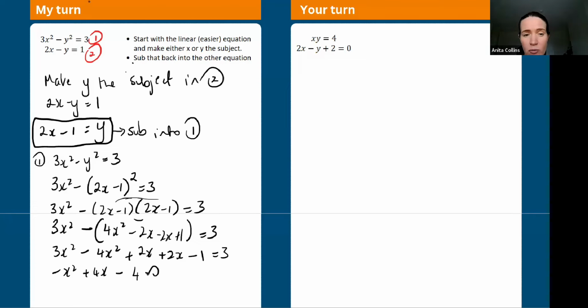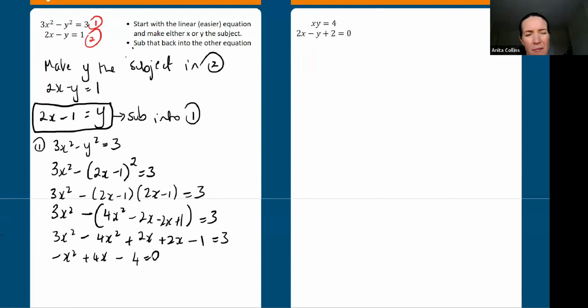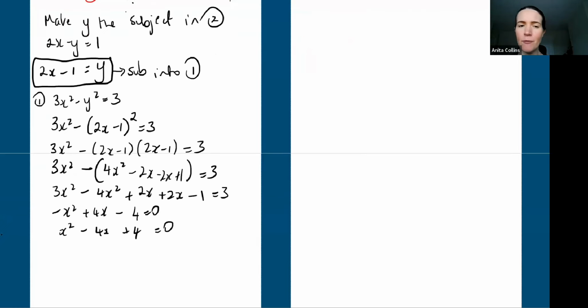It's a quadratic, a trinomial, a 3-term quadratic, and we know how to deal with that. So I'm not very happy with the leading term, the x squared term being negative. So I'm going to multiply everything across by minus 1 to change all of the signs. And then my leading term will be positive. Now I'm ready to do the trinomial. I'm just going to crack on with that. If you can't remember how to factorize trinomials, go back to Algebra 1. I've covered it in there.